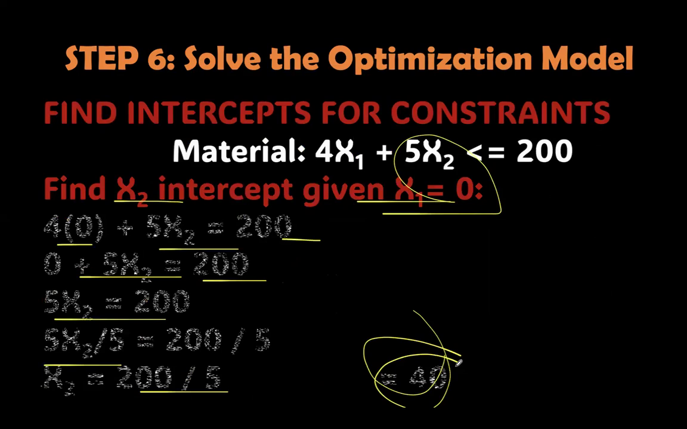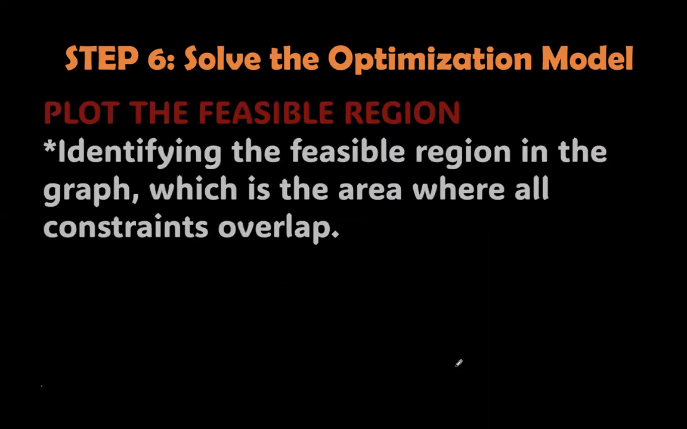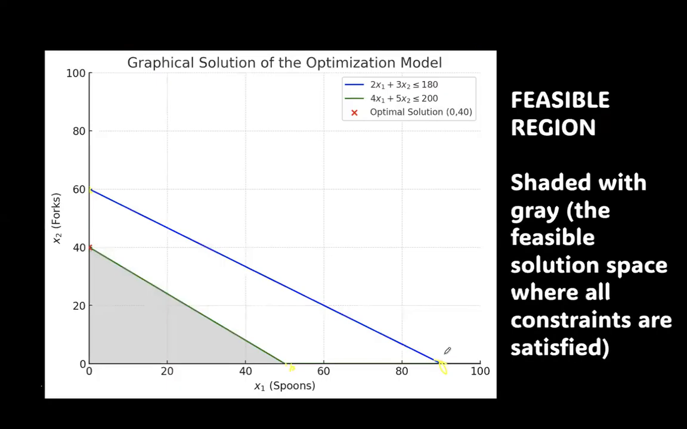Okay, suppose that this is your labor here, and this is your material. So your material and labor can access only here, only in this part. That means they overlap each other here. That is their visible region.